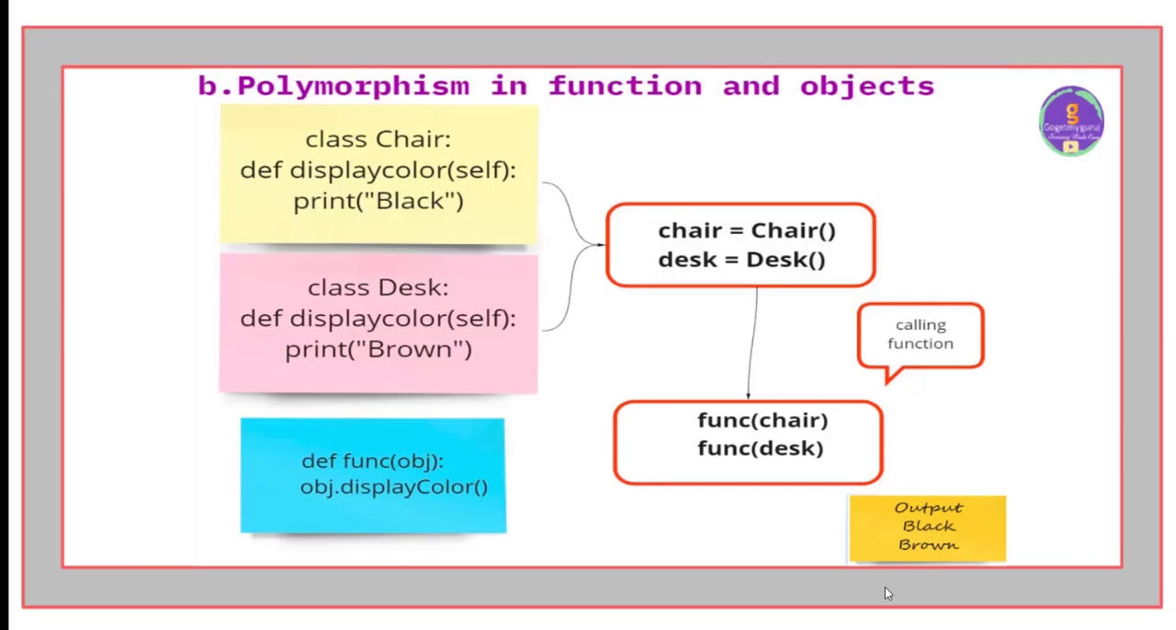And then next is the use of polymorphism in functions and objects. In this case also it is the same. First create two classes, that is chair and desk. Then create an object for the two classes.